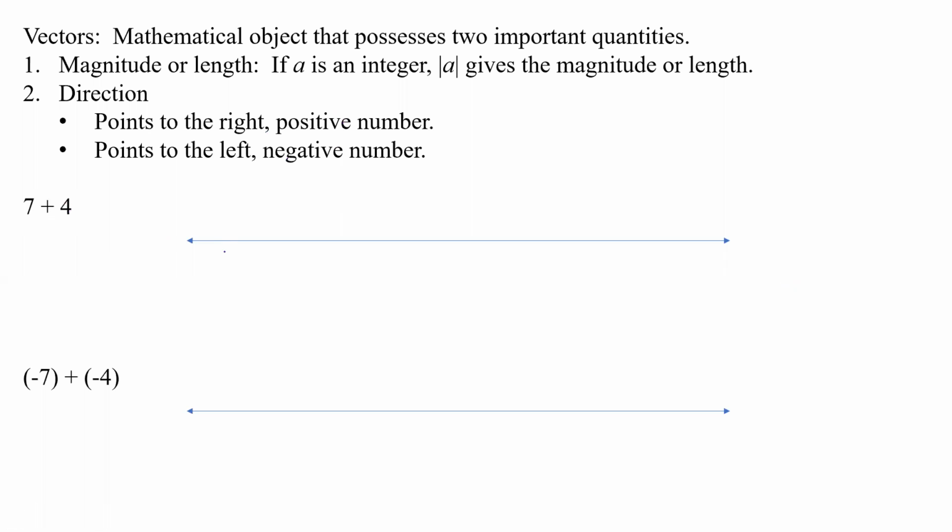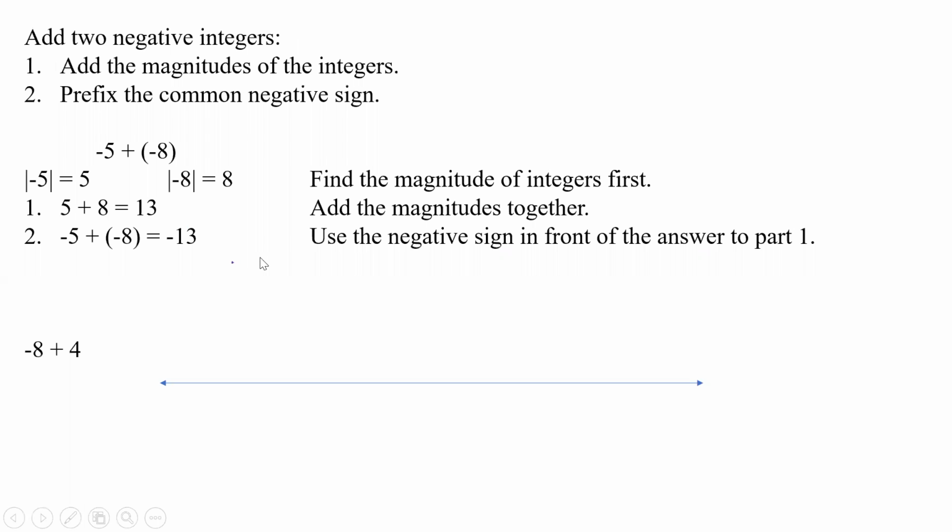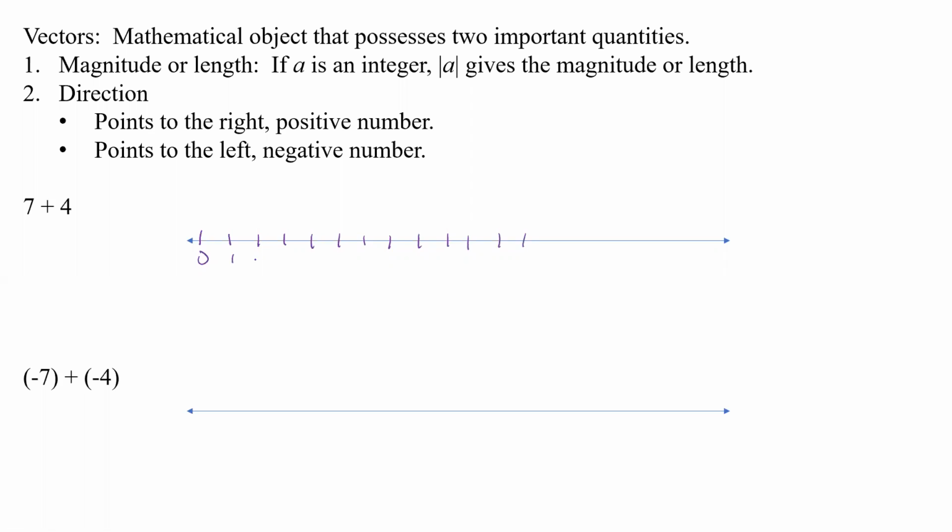So if we're going to add those together, we can start over here at 0. And then we can have 1, 2, 3, 4, 5, 6, 7, 8, 9, 10, 11, 12.